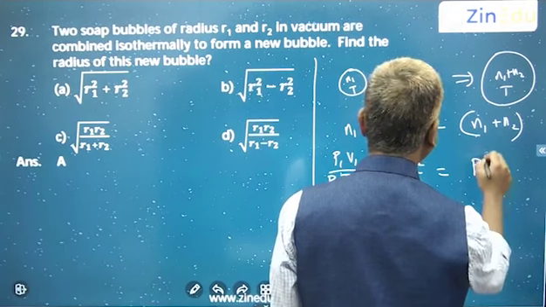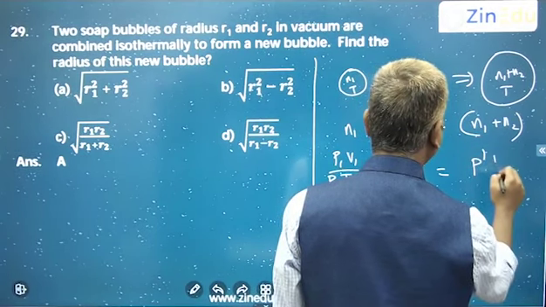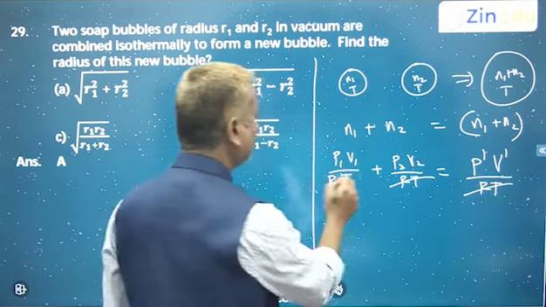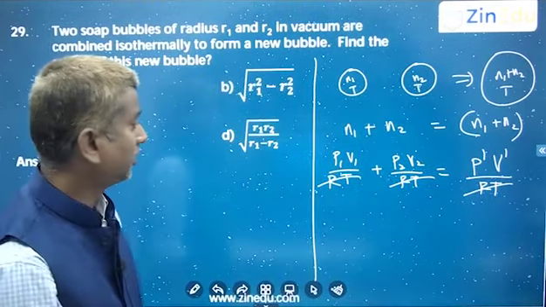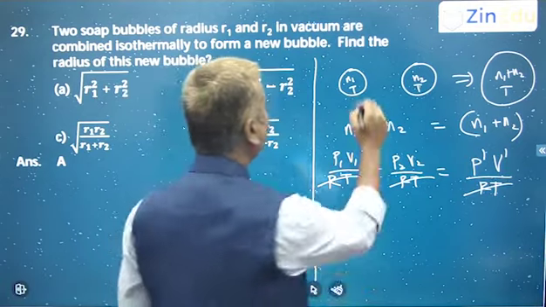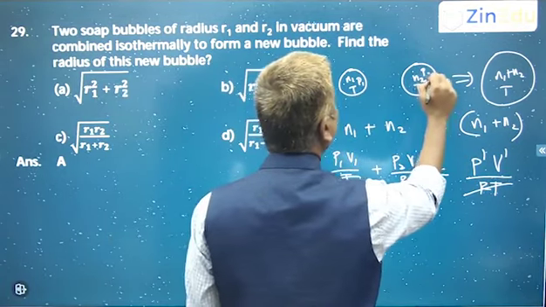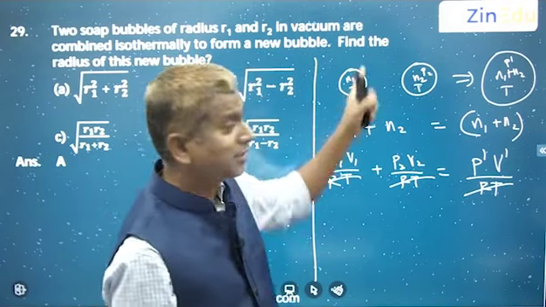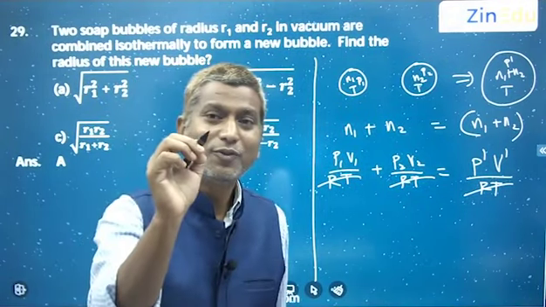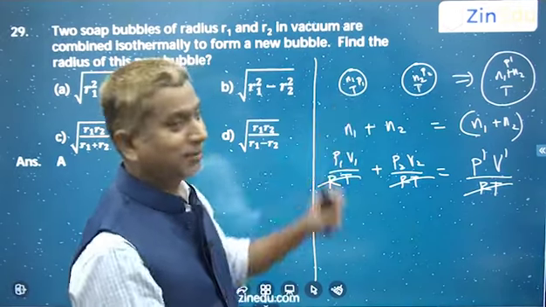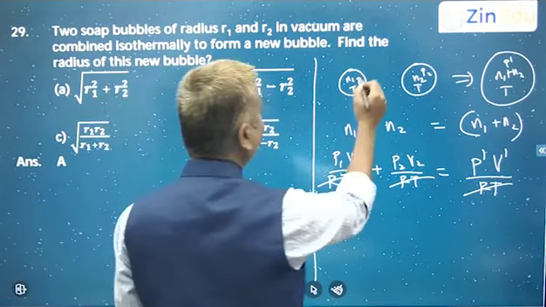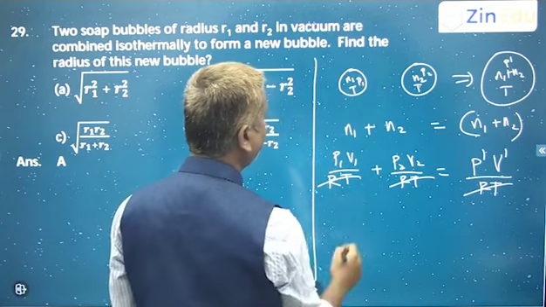Okay, so P dash, V you don't know, so V dash by RT. So temperature remains the same, RT cancels, right? Now pressure: inside pressure P1, here inside pressure P2, and here inside pressure some P dash. And we know that inside pressure is greater than outside pressure by an amount 4T by R for a soap bubble, and outside pressure anyway is 0, right? So inside pressure is equal to outside pressure 0 plus 4T by R1.